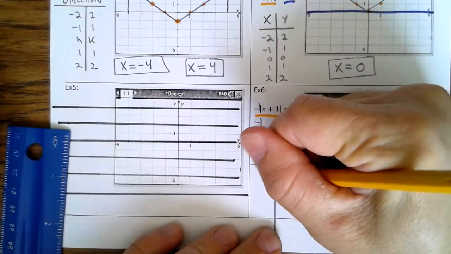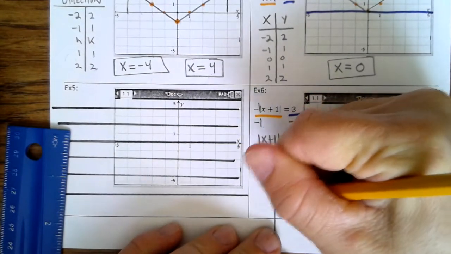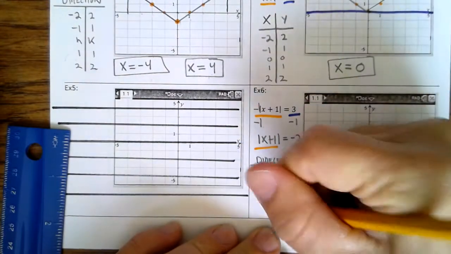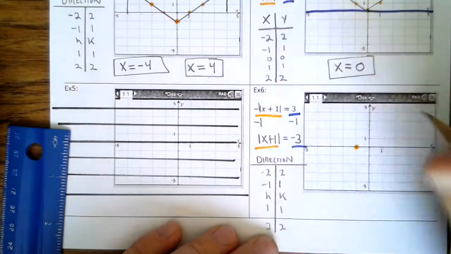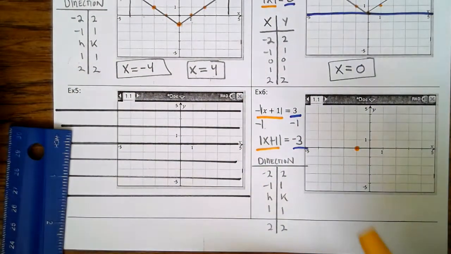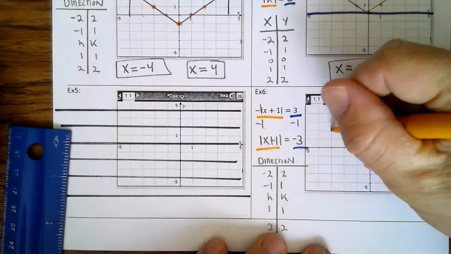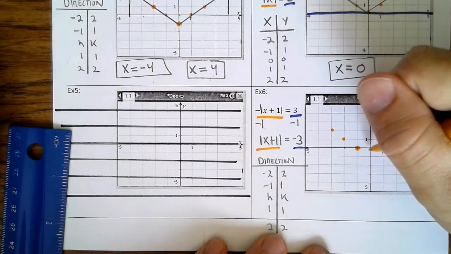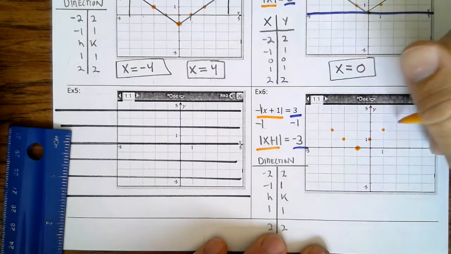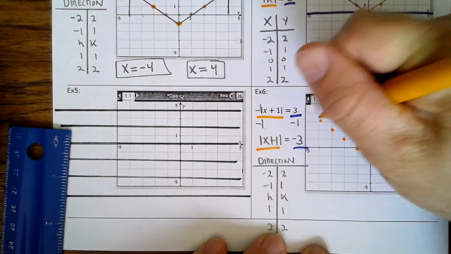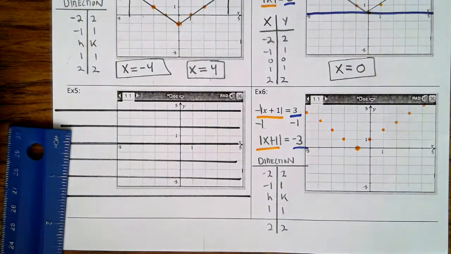All right. So then we know the directions are negative 2, 2, negative 1, 1, and h, k, that's our new vertex, 1, 1, 2, 2. So from here, the difference between points and directions is we're moving from the vertex. So we go left 2, up 2, left 1, up 1 from the vertex, right 1, up 1, right 2, up 2. And we know that it should maintain that pattern.